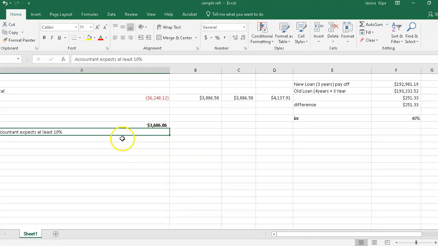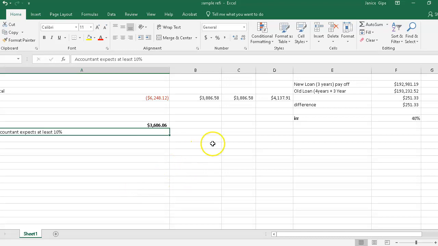$3,606.06. And the accountant that they are working with feels like they should, if they're going to do this, at least make 10% their discount. He wanted them to use a discount rate of 10%, and that's just confirming that if they could actually invest the money somewhere else and at least get 10% on it, if they're going to get under 10% on this transaction, then they should not do it.